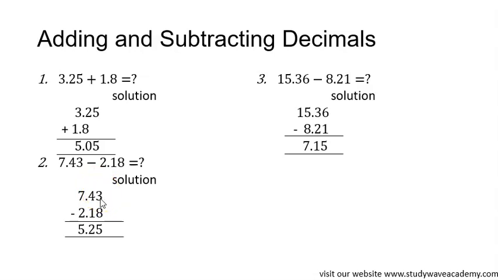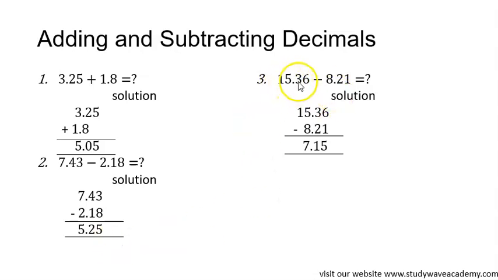So 13 minus 8 is going to give you 5. Here you are left with 3. 3 minus 1 is going to give you 2. 7 minus 2 is going to give you 5. Bring down your decimal, so you have here 5.25. So 7.43 minus 2.18 is going to give you 5.25. Okay? Do you understand? I hope you're not confused.